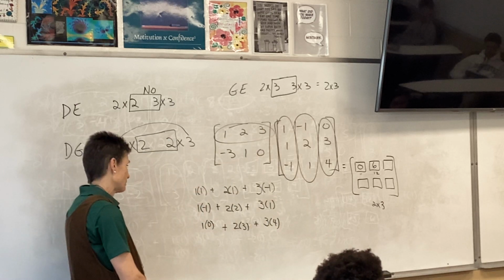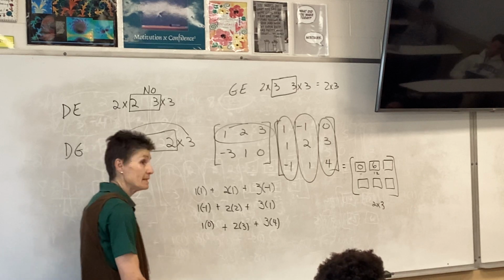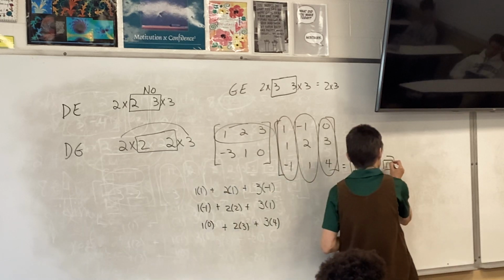What does that one add up to? 18. Remember, 1 times 0 is 0. So it looks like 18.